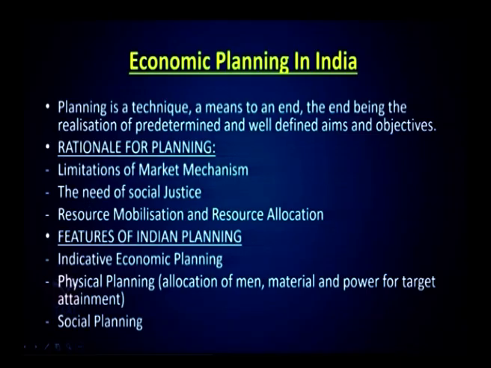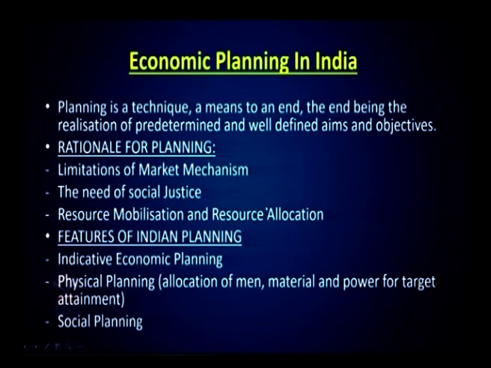The second one here is the need for social justice. For the purpose of providing social justice in the society, planning was adopted as a rationale. Then, resource mobilization and resource allocation. For mobilizing the resources for the development process, and for allocating these resources for different objectives and aims, planning was adopted as a means by the government in the early days of independence.